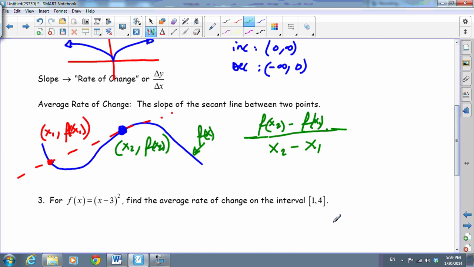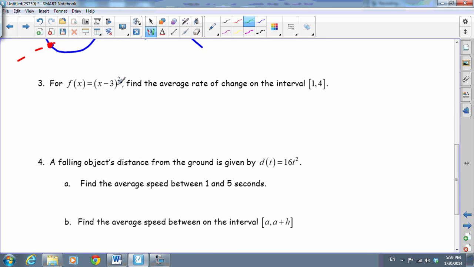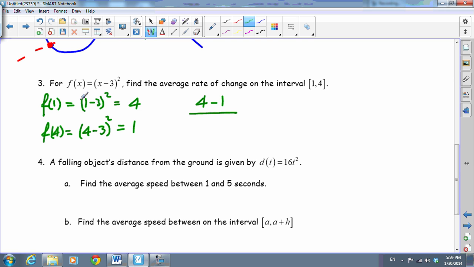Let's do one example. Let's say I have the function f of x equals x minus 3 squared. Find the average rate of change on the interval 1 to 4. So the first thing I will do is find f of 1 and f of 4. F of 1 is equal to 1 minus 3, the whole thing squared, which is equal to 4. And f of 4 is equal to 4 minus 3, everything squared, which is 1. So to find this rate of change, I will do y2 minus y1, meaning 1 minus 4, over x2 minus x1, meaning 4 minus 1, which is equal to negative 3 over 3, which is equal to negative 1. And this is your rate of change in this interval.